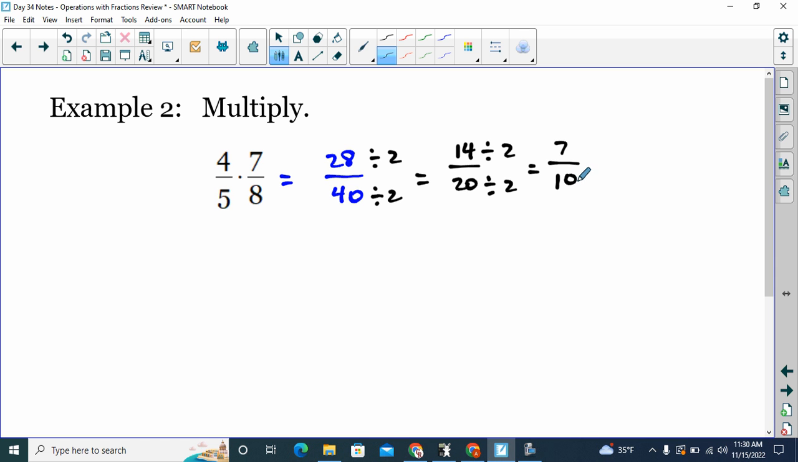Multiples of 10 are 2 times 5. 7's not divisible by either of those, as well as 1 times 10. The only thing that goes into 7 is 1. So there is our answer, 7 over 10.